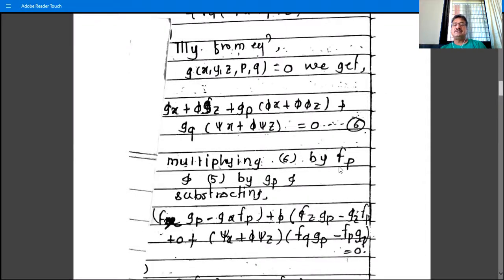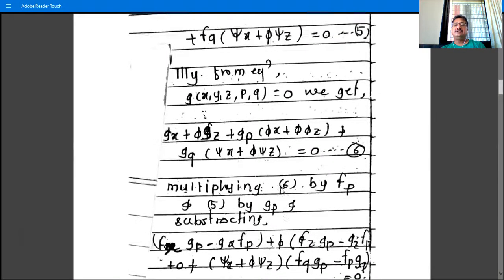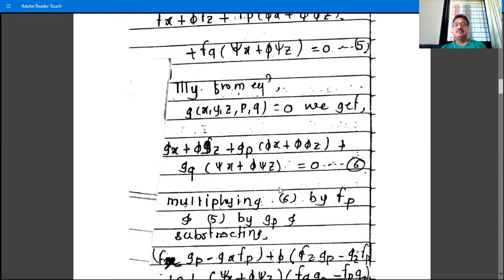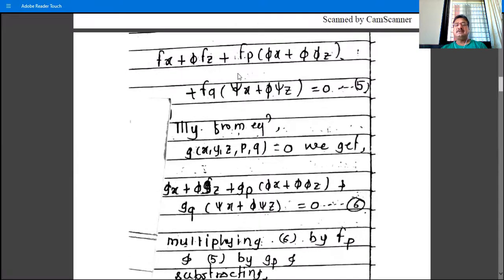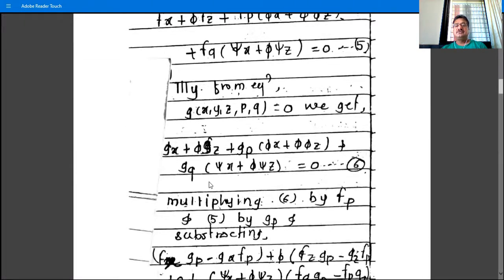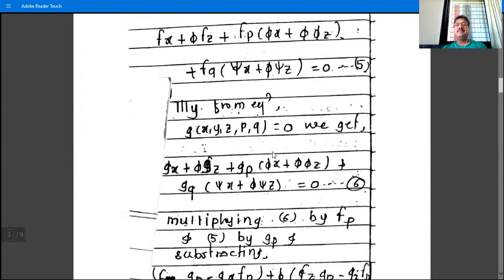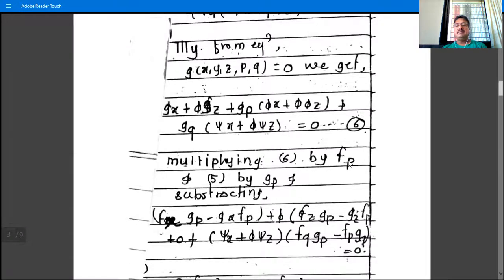Then multiplying equation 6 by FP and equation 5 by GP, and subtracting, that is, cancel this stuff, FP (phi x plus phi z). So multiplying equation 6 by FP, that is this quantity FP, and equation 5 by GP. So what do we have?